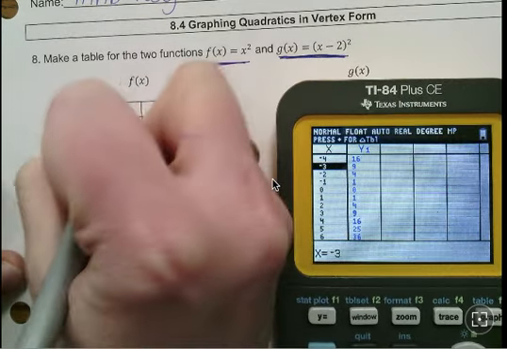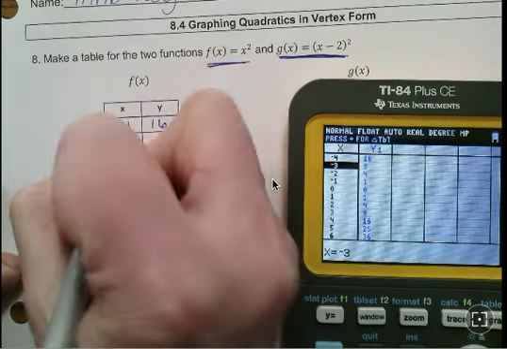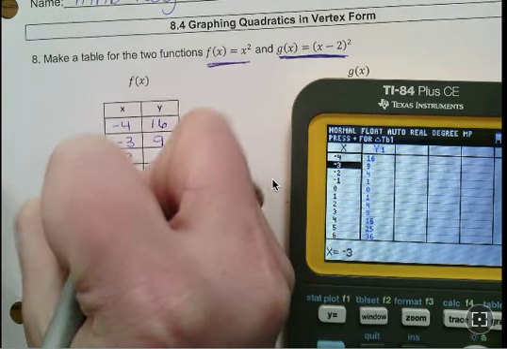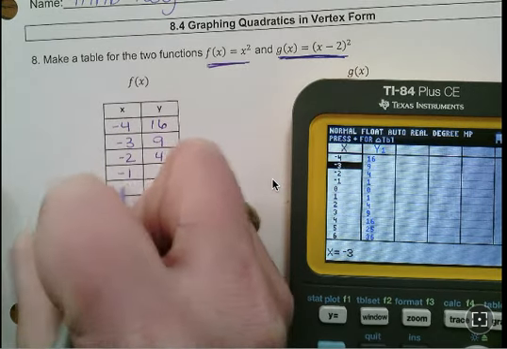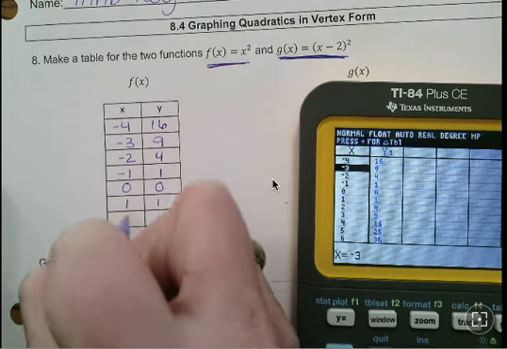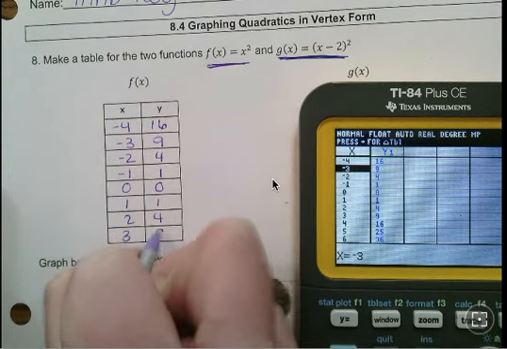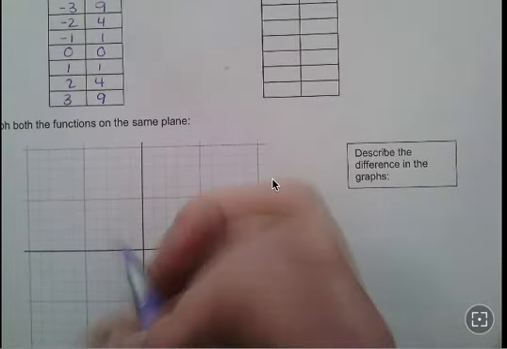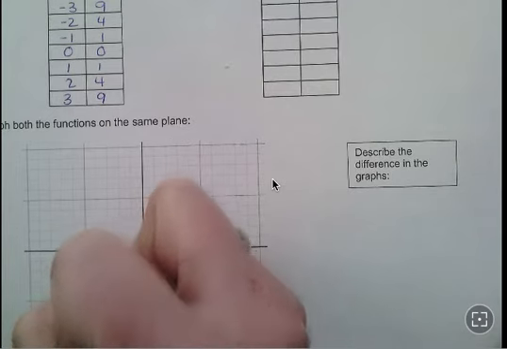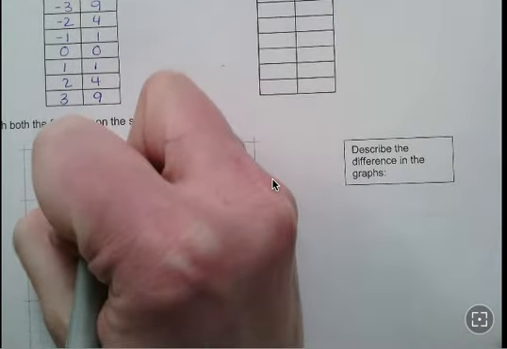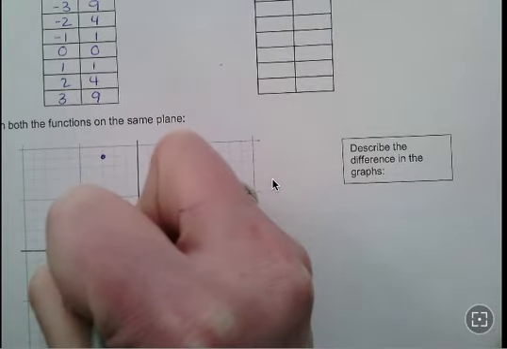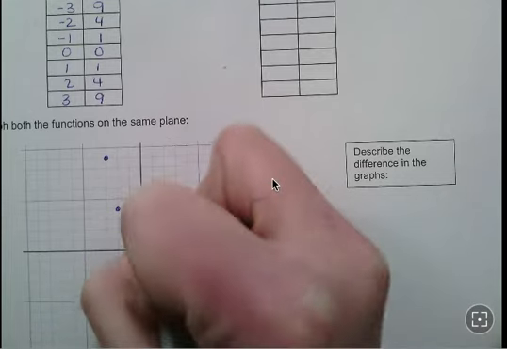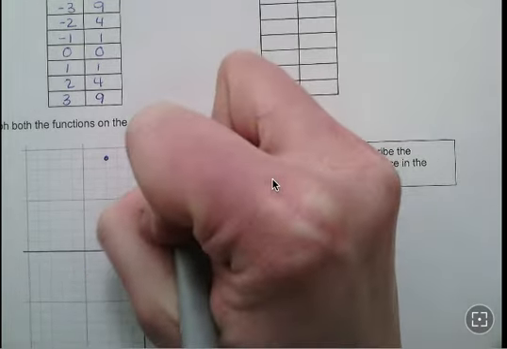So if we start at -4, that's 16. -3 goes to 9, -2, 4, -1, 1, 0, 0, 1, 1, 2, 4, 3, and 9. Okay? And so then we go to our graph and we graph this. And we have -3, 9, -2, 4, -1, 1, 0, 0, 1, 1, 2, 4, and 3, 9.